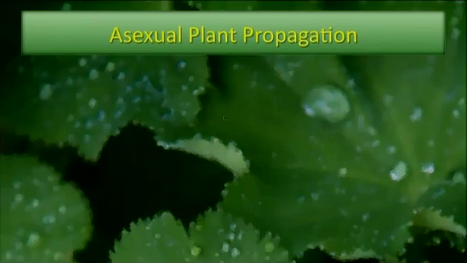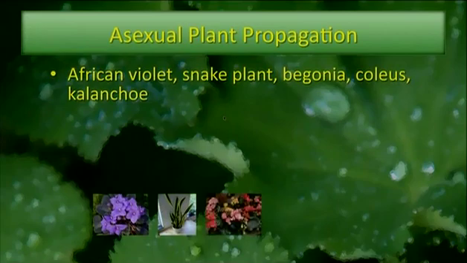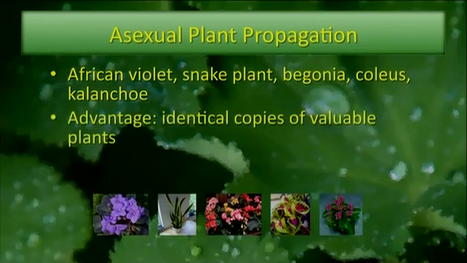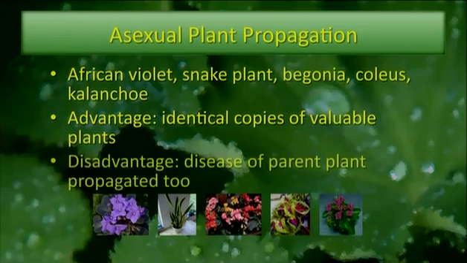Some plants that are asexually propagated include African violets, snake plant, also known as mother-in-law's tongue, begonias, coleus, and kalanchoe. An advantage to these asexual propagations or cuttings is you get identical copies of valuable plants. A disadvantage too is that if the parent plant is diseased, the propagated plants will be too, and these include diseases caused by viruses and bacteria and fungi.